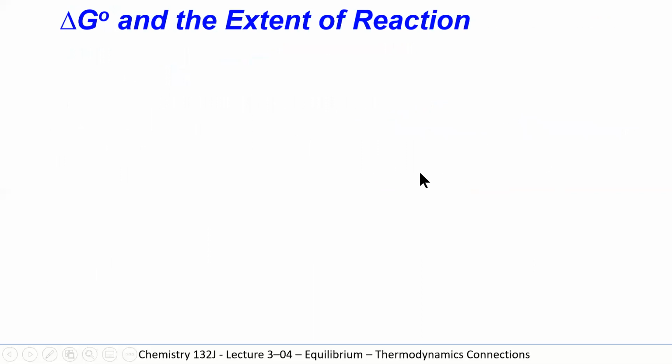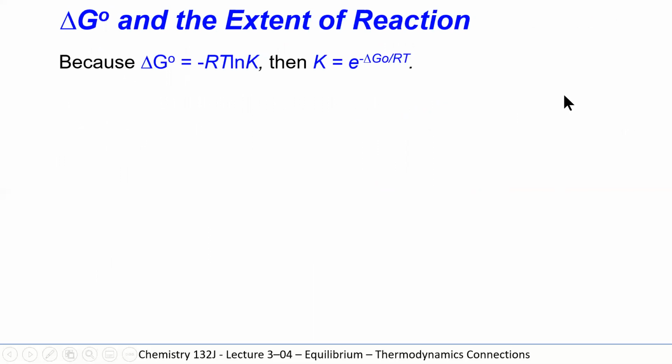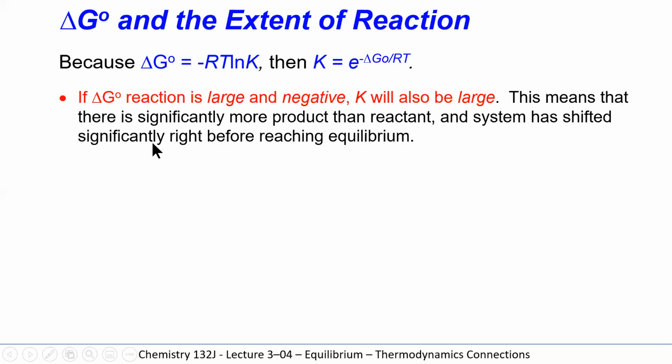Now let's talk about delta G and the extent of a reaction. Because delta G is equal to minus RT ln K, and K equals e to the power of minus delta G0 divided by RT, we know if the delta G0 of the reaction is large and negative, it means K, the equilibrium constant, will also be a very large number. This means there's way more product than reactants. So if we start with reactants and go to products, this will be an equilibrium that favors the product. It will be significantly shifted to the right if, again, delta G is large and negative.